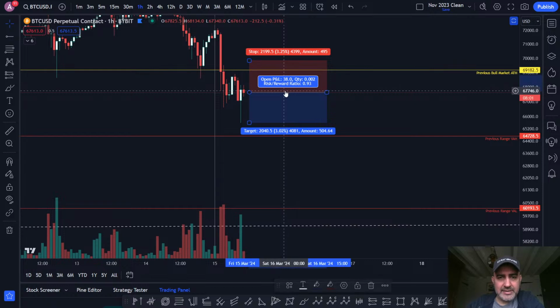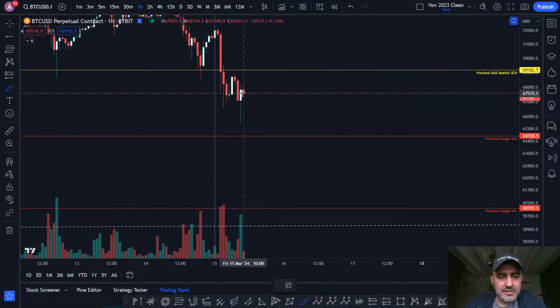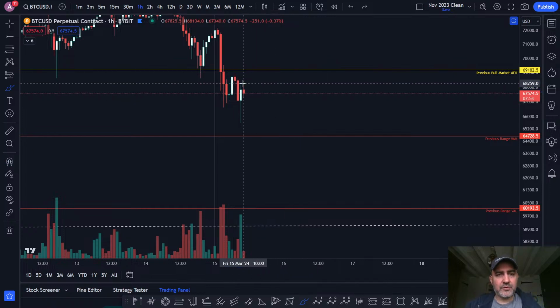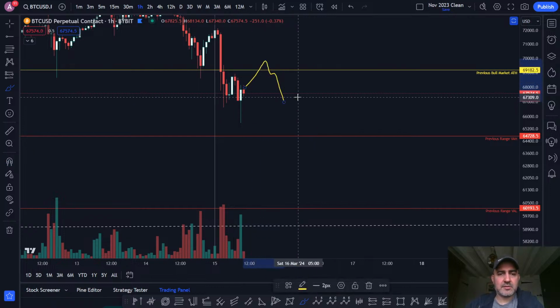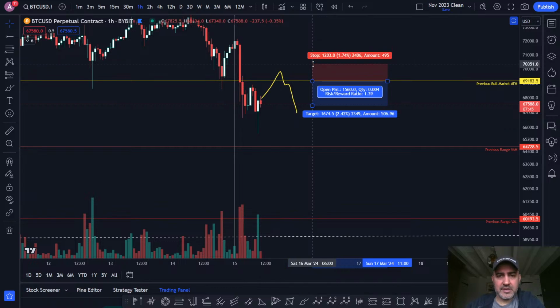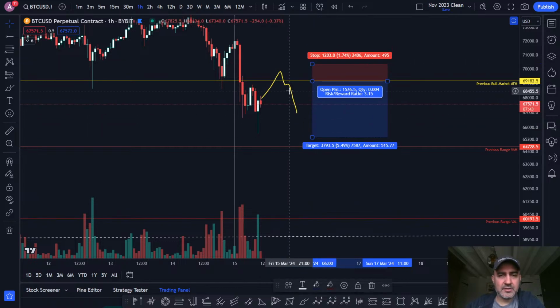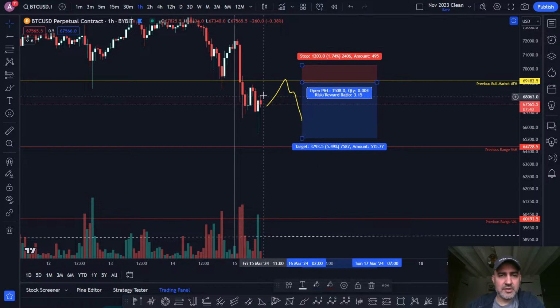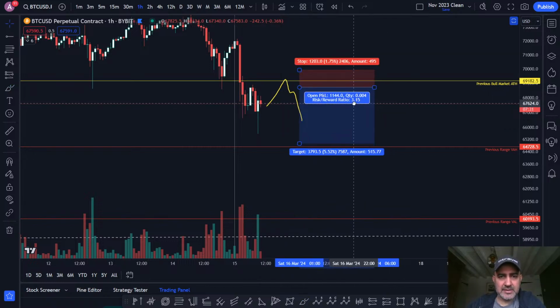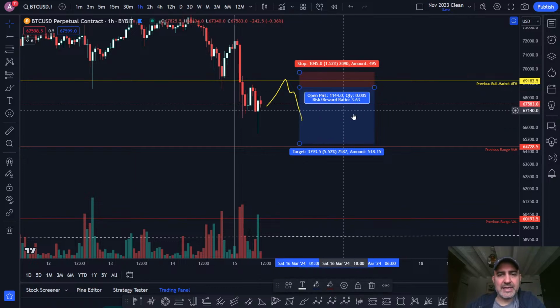Personally, I would wait. I'd wait for this, or I'd wait for this to short. That would be the short to be had. If there is a short, it would be either that or that. Just the SFP of this local high here and reacting off that previous bull market all-time high. That's the short to be had. At least then you have a small invalidation if you're wrong.